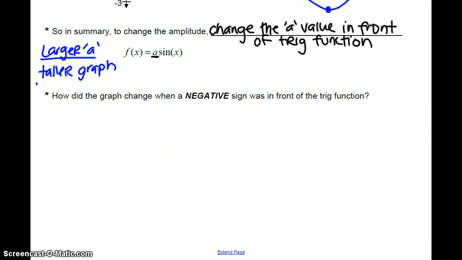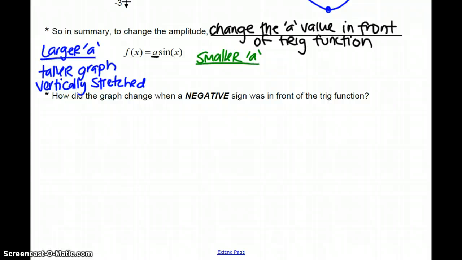It is vertically stretched. And in turn, that creates a larger a value, a larger amplitude. If I have a smaller a value, like in our last example, well, this is going to shrink my graph. This will make it shorter. And we call this vertically shrinking our graph.